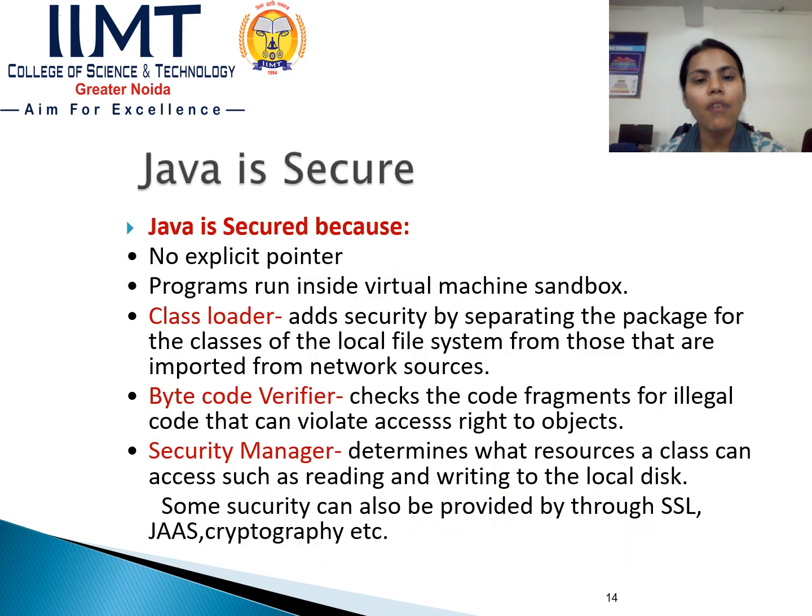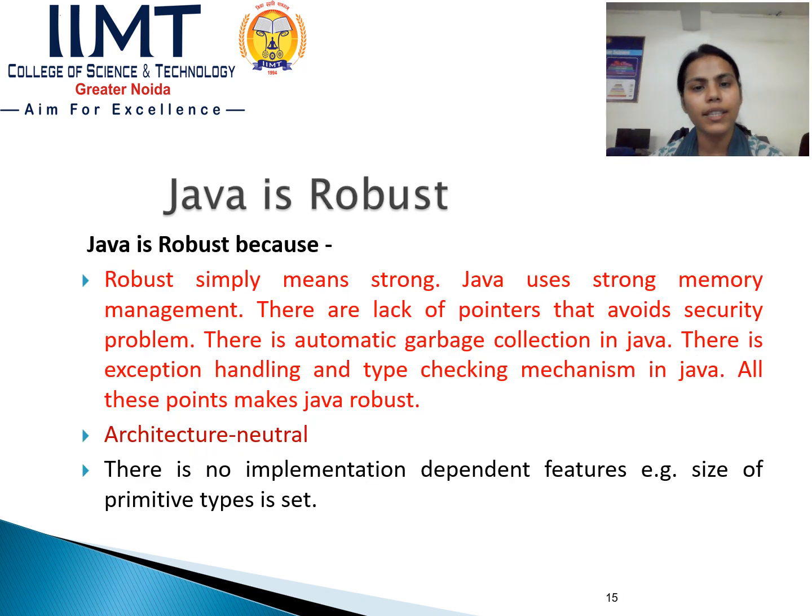Java is secure. Why is Java secure? Because there are no explicit pointers. Programs run inside a virtual machine sandbox. The class loader adds security by separating the package for the classes of the local file system from those that are imported from network sources. Bytecode verifier checks the code fragments for illegal code that can violate access rights to objects. Security manager determines what resources a class can access, such as reading and writing to the local disk. Some security can also be provided by JAAS and cryptography, etc.